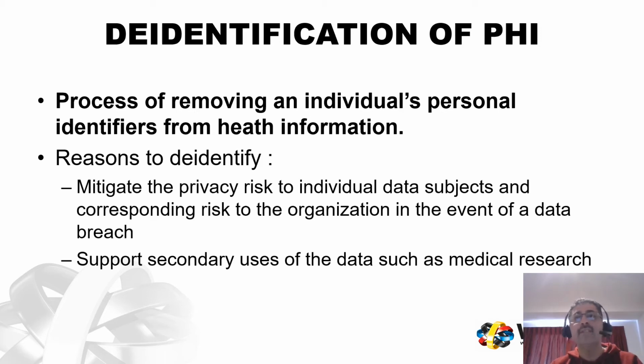There are two reasons an organization might want to de-identify the PHI it holds. The first is to mitigate the privacy risk to individual data subjects and the corresponding risk to the organization in the event of a data breach. And second, to support secondary use of data such as medical research. De-identified data can be legally used in doing collective and collaborative medical research in several organizations.